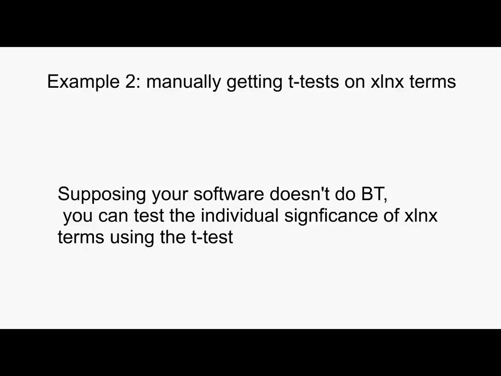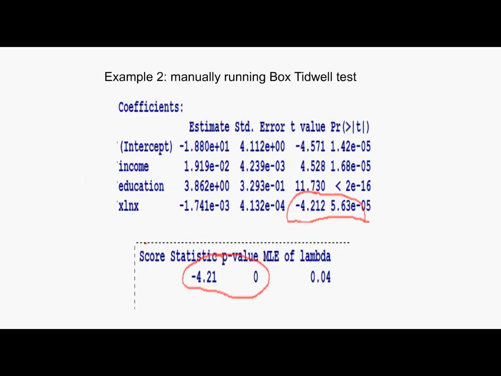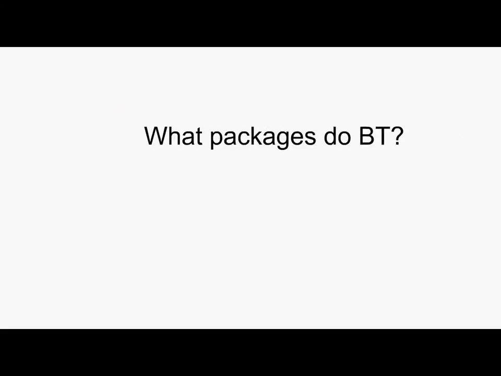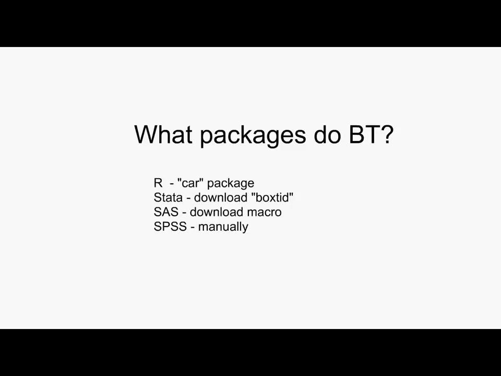Example 2. Manually getting the t-test on the x log x terms. You're going to have to do this if the software you're using doesn't do BT. Going back to the prestige data, to test the significance of income times log income, we regress prestige on income, education, and the income times log income term, and here's the output juxtaposed with the score stat using a package that does BT. You see that the results match as they should. What packages do BT? R does it through the car package. In Stata, you need to download the program boxtid. In SAS, download the macro. In SPSS, at its current time, you do it manually.